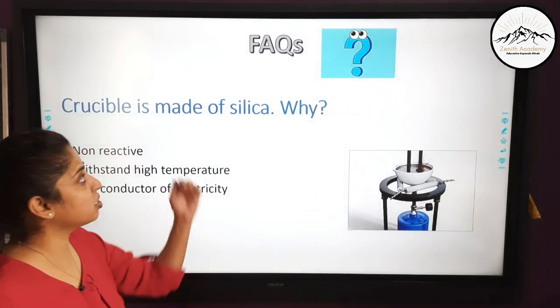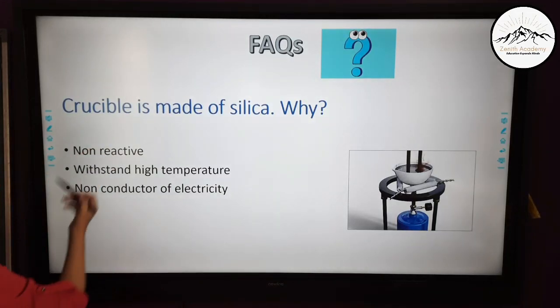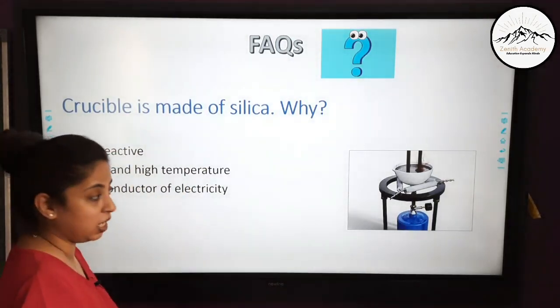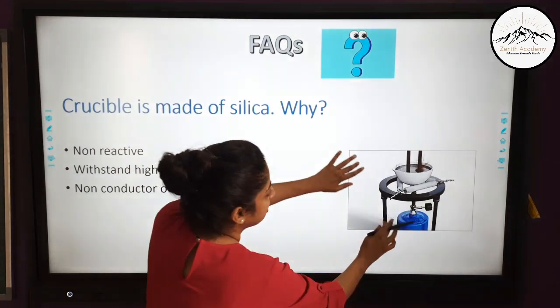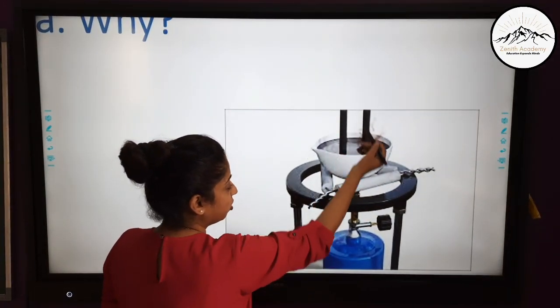Now let's discuss some frequently asked questions from this section. The first question that comes is, why is the crucible made up of silica? Here you can see this. The silica crucible looks something like this, in which two electrodes are kept.